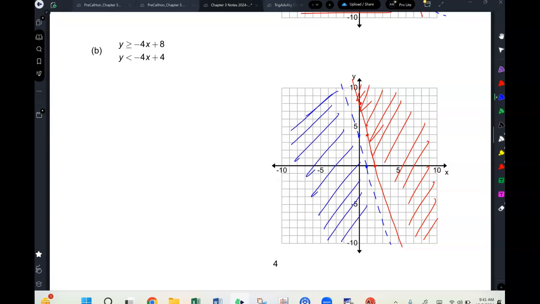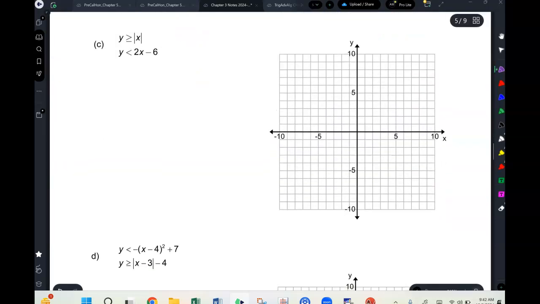All right. So is there a region where they overlap? There is not. So this is no solution. Now, to say that it's no solution, you have to show me all of these shadings. You have to shade above, you have to shade below, you have to show that there is nothing in the middle, and then say no solution on the answer line, okay?